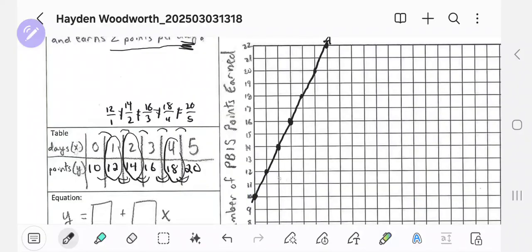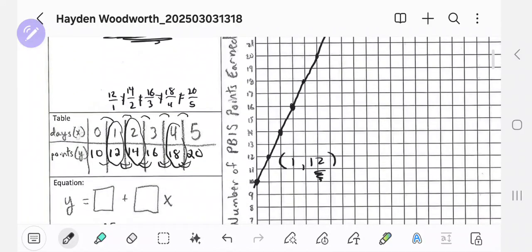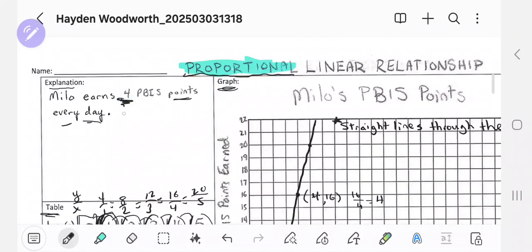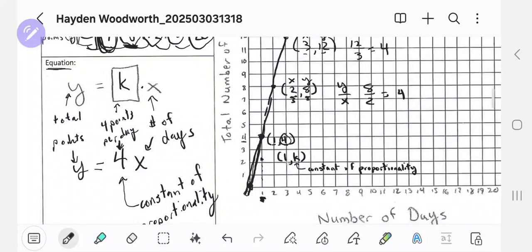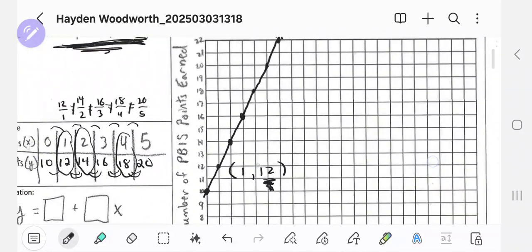Another difference it has is that when you find that point, 1 comma 12, that is no longer your unit rate. Remember, the unit rate here is 2. It goes up 2 per day. But this is not your unit rate, whereas notice here it said 4 per day, and look at 1 comma 4. So you can't make the same predictions here with this non-proportional relationship.